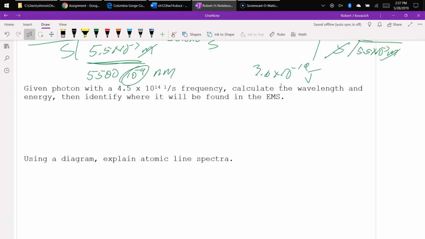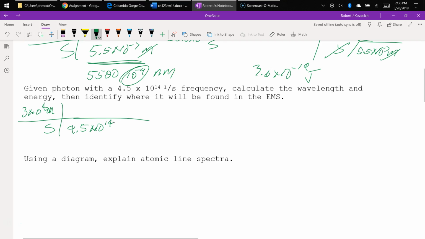Okay, so I've got a photon with this amount of energy. I want to calculate a wavelength, and I want to know where it's going to be found on the spectrum. So I need wavelength, so that means I need meters. So I'm going to start with 3 times 10 to the 8 meters per second. And then I'm going to cancel out that second by writing 4.5 times 10 to the 14th. And then seconds goes up top because this is inverted. So the seconds cancel.